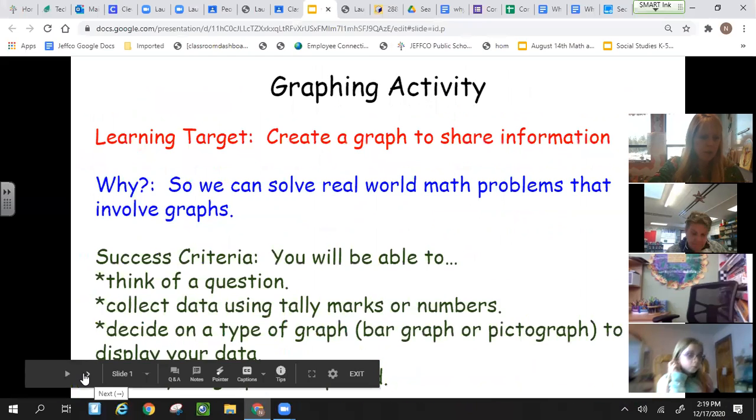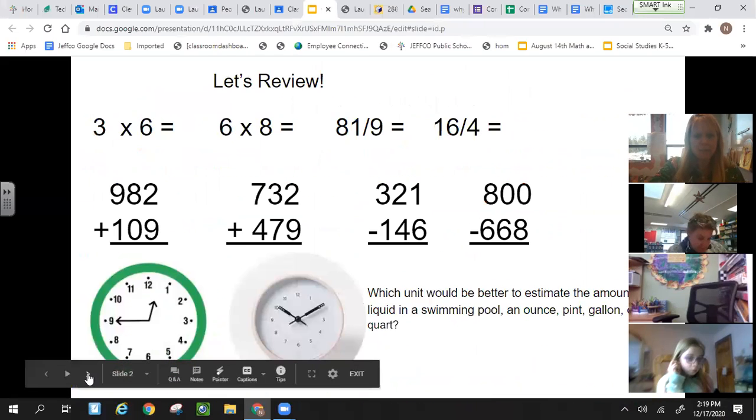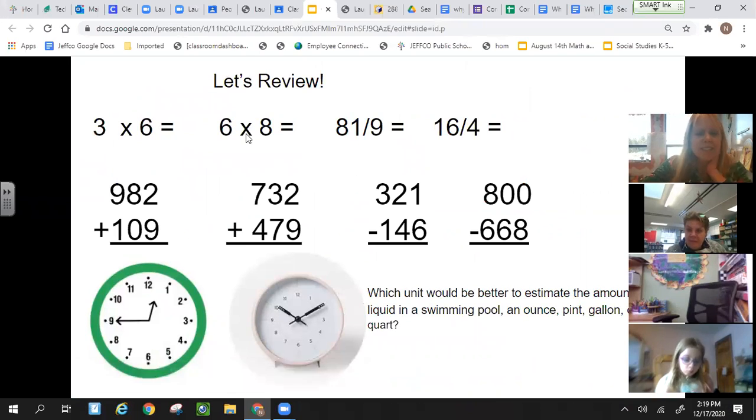Okay, so before we get started on that, I wanted to do a quick review. I'm only going to pick a couple of these again because of time. So let's do 6 times 8. Haley Booker, thank you for raising your hand. What would 6 times 8 equal? Make sure you're writing these in your math spiral.